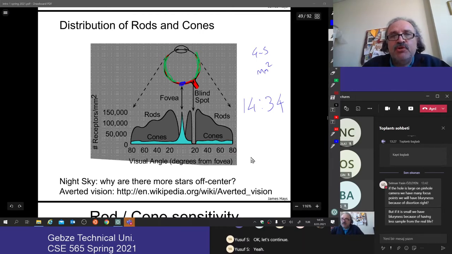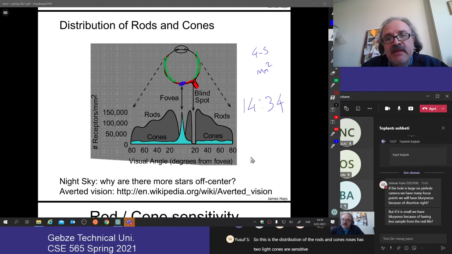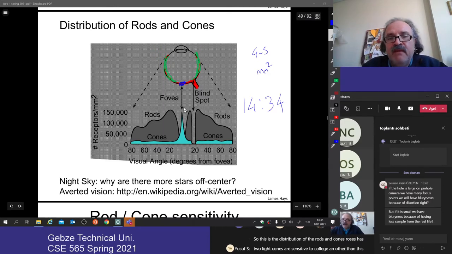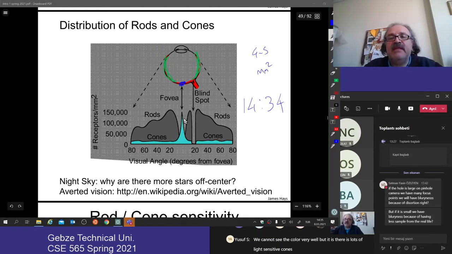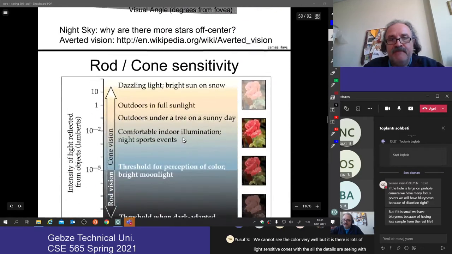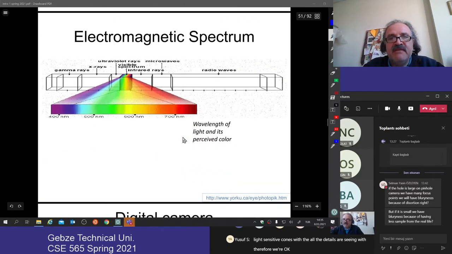So this is the distribution of the rods and cones. Rods are sensitive to light, cones are sensitive to color. Other than this small area of the fovea, we cannot see color very well, but there are lots of light-sensitive rods. All the details are seen with the fovea. I will skip this one.